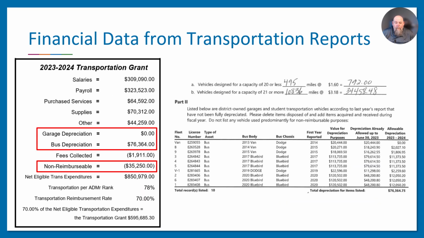One more time, where do we get the data for non-reimbursable mileage and depreciation? It comes from that Form 3171. So you're entering your mileage at the top, calculating out based on the rate, and we're reducing your total transportation expenditures by those non-reimbursable miles.